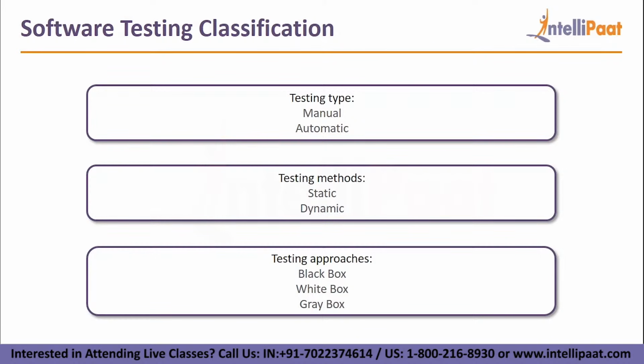And then testing methods. There's static method and there's dynamic method. And testing approaches. There's the black box testing approach, white box testing approach, and gray box testing approach. In black box testing approach, the tester doesn't know the internal structure of the application he is testing. In white box testing, the tester does know the internal structure of the application he's testing. But in gray box, it's kind of mixed. He knows a little bit, but not that much. Hence, a gray box device is an application whose internal structure is known somewhat.